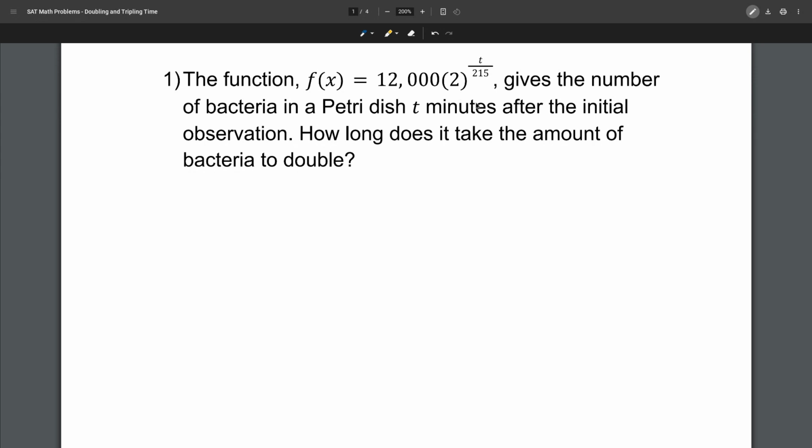So it doubles when the power, or when 2 here is raised to another 1. So 2 to the first power, it's going to double, then it's going to double again at 2 to the second power, then 2 to the third power, and so on. So we can see when it initially doubles when t over 215 equals 1. So what we can do here is multiply both sides by 215.